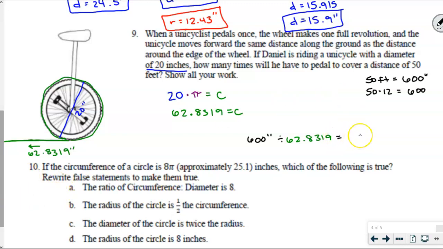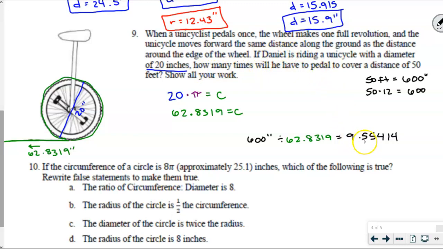I rounded it. Okay. 9.6, but the real answer is 9.55. Okay, 9.55414. And yes, we are definitely going to have to do some rounding. Let's go back to the question. How many times will he have to pedal? Is he really going to pedal just half of a time?